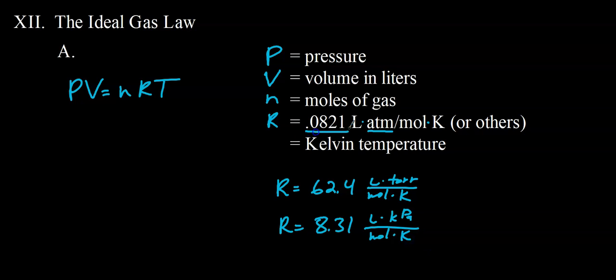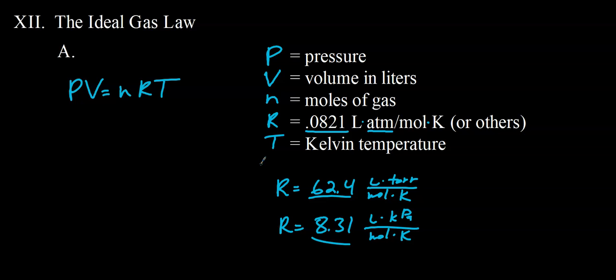So the choice is yours. You can either memorize all three values of R or memorize one. If you memorize one, I would go with the 0.0821. All that means is if your pressure is not in atmospheres, you need to convert it to atmospheres. So how do we convert, say, millimeters of mercury to atmospheres? Well, you can use the values for standard pressure as a conversion factor. So it works for all of them. And lastly, temperature, of course, is T. That temperature has to be in Kelvin.